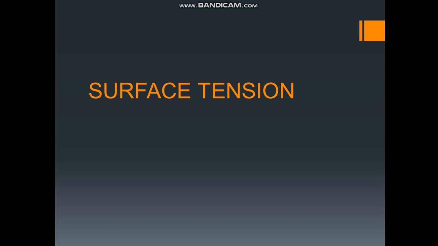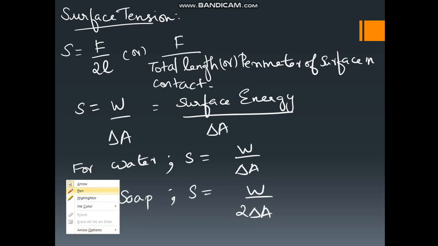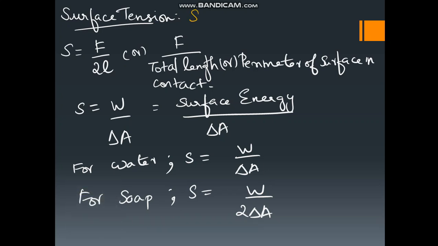In this video, we will see the concept of surface tension. Surface tension is indicated by the letter S, and it is the force divided by 2L, or the force divided by total length or perimeter of the surface in contact. So this formula you must remember. This formula has a direct application in a book back question in NCERT, and this is the formula you must remember: force divided by total length or perimeter of the surface in contact.